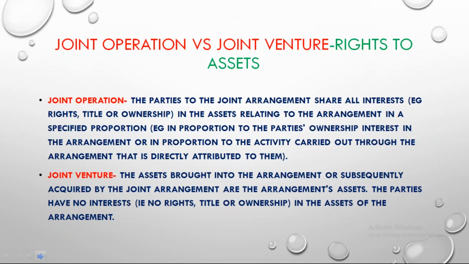When it is a joint venture, the assets brought into the arrangement or subsequently acquired become the arrangement's assets. The parties have no interest, no rights or title in the assets of the arrangement. Now, when it is a joint venture, it is a separate company and the limited liability company concept applies. You don't have an obligation for any liabilities or anything of that separate entity, right?